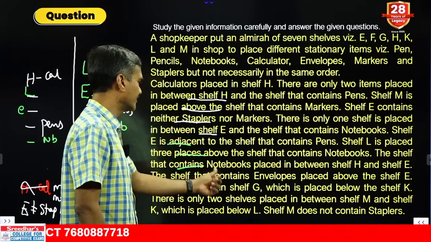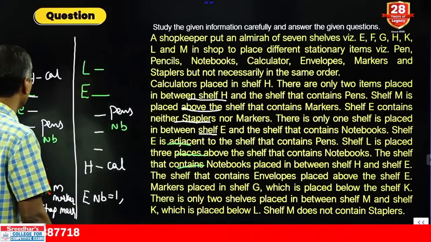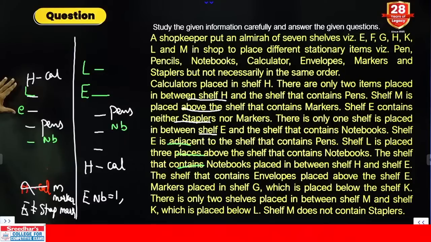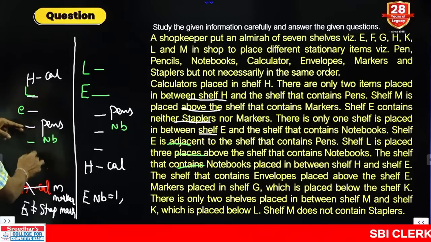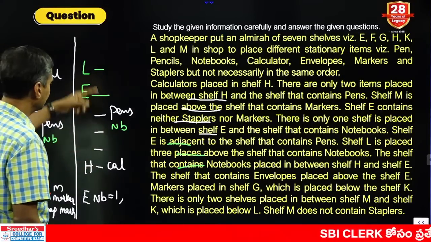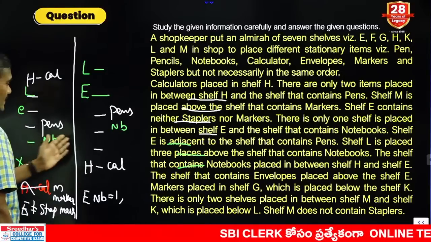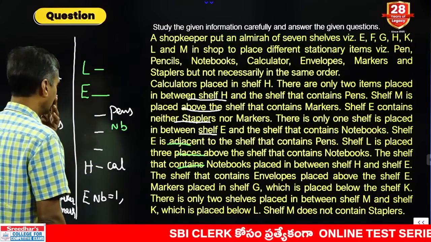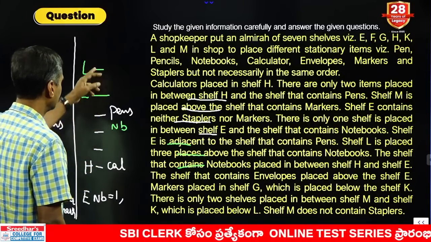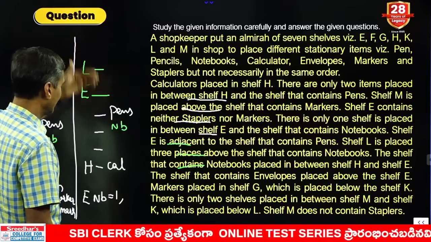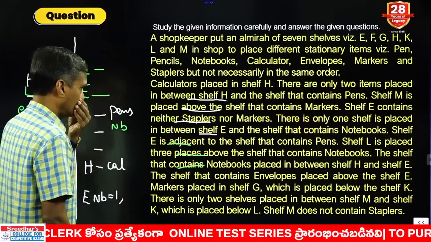Then next one. The shelf that contains notebook is placed between H and E. Now here notebook is below this H and E, hence this case is ruled out. Notebook is placed between H and E, this is a valid arrangement. Now we are left with this one. The next one, 1, 2, 3, 4, 5, 6. One more can be either above L or below this H.